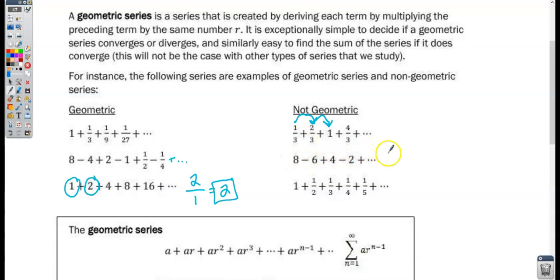This next one, not geometric. I multiply by, let's see, -6/8 or -3/4 to get the second term from the first term. But then when I multiply this term by -3/4, I do not get 4. So that's not geometric. And here, the same thing. I multiply by 1/2 to get the next term, but 1/2 times 1/2 doesn't give me the third term in the series. And so this series is not geometric. This is actually what we call the harmonic series. And we're going to talk about that even more in the future.